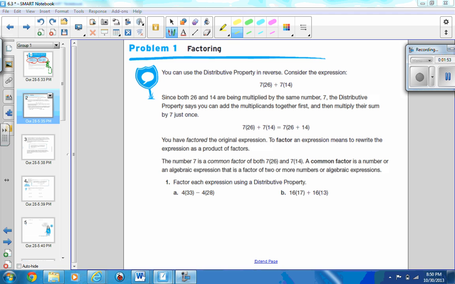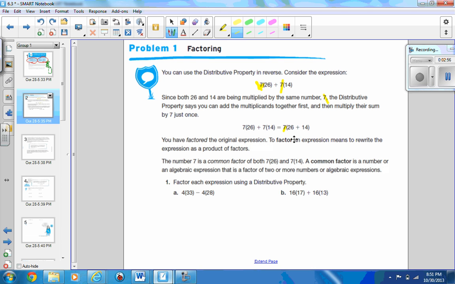All right, so in this lesson, problem 1, factoring, you can just use the distributive property in reverse. So if you consider the expression 7 times 26 plus 7 times 14, since both 26 and 14 are being multiplied by that same number, 7, the distributive property says that you can add those multiplicands together first, then multiply their sum by just 7 once. So what does that mean, multiplicands? So you can actually take out that 7, so you have the 7 multiplied by each one. You can actually put that 7 outside the parentheses now, and you can add the 26 and 14, the numbers that are left over, first. Those are your multiplicands, by the common factor of 7, the greatest common factor of 7. You have factored that original expression.